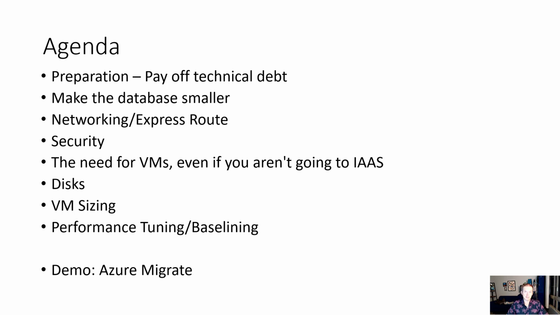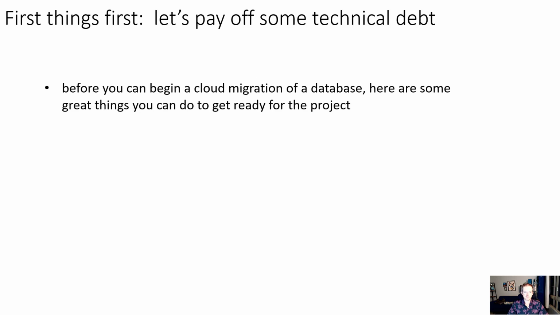First, we need to pay off some technical debt. There's some things that we can do to make this migration very easy if we implement some best practices into SQL right now. We need to make the database smaller, for instance. We also need to figure out networking. How does our on-premise data center actually connect to Azure? We need to think about security and Active Directory, and then we need to do some work in creating the VMs and making sure that our VMs are the right size and that they're configured correctly. And then finally, we need to do some baselining and performance tuning. And then I'll demo some things that we can do to assess that we did these things correctly.